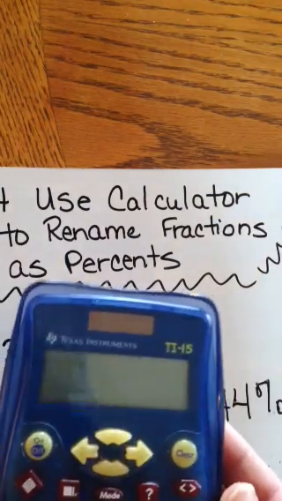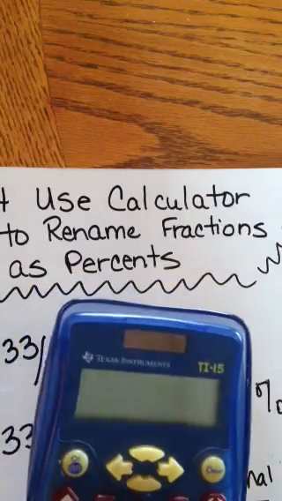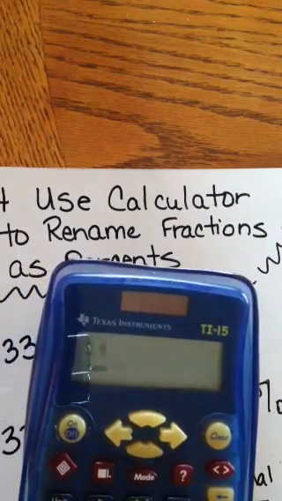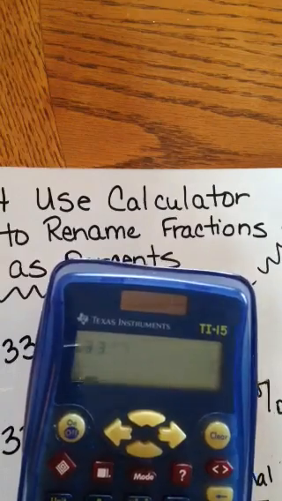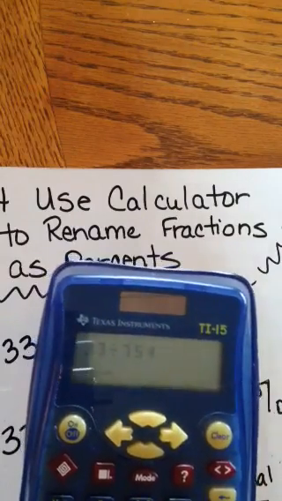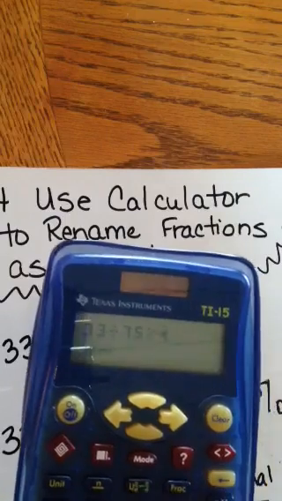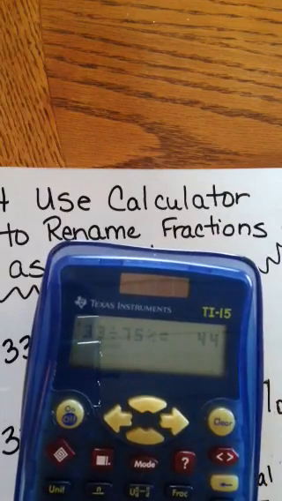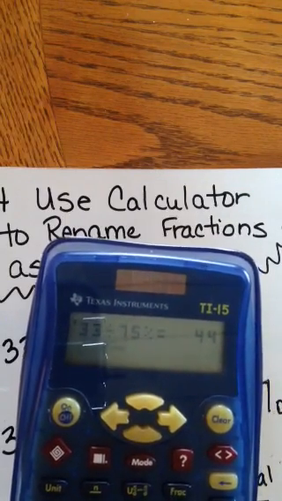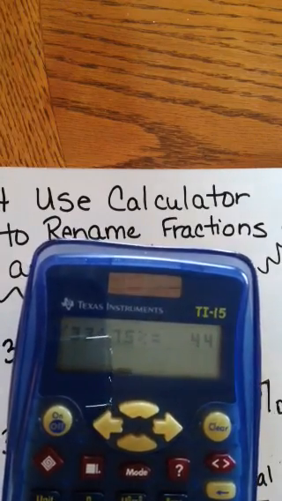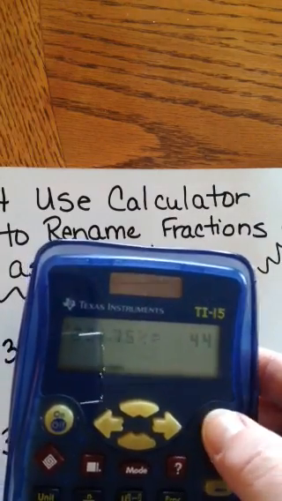I'm going to take that same fraction and I'm going to enter 33 divided by 75%, equals, and it gives you the 44. It's the same answer that we got before. Just wanted to show you a different way to do it.